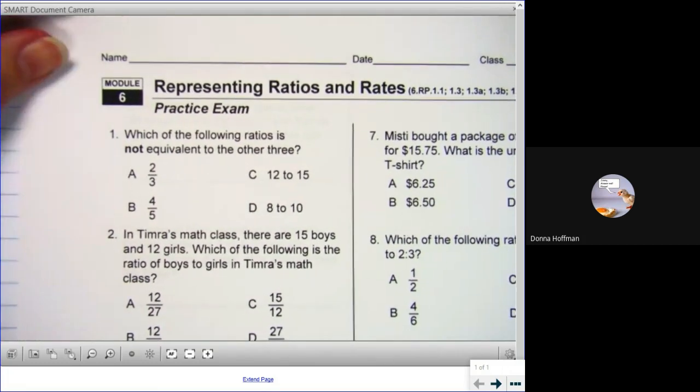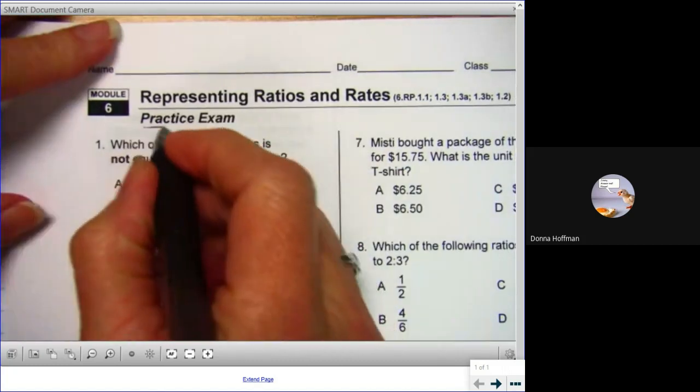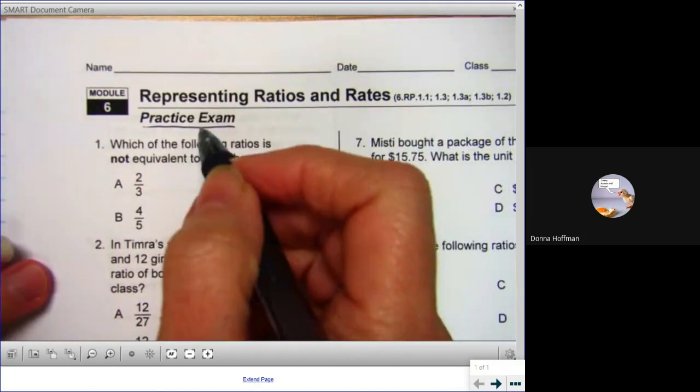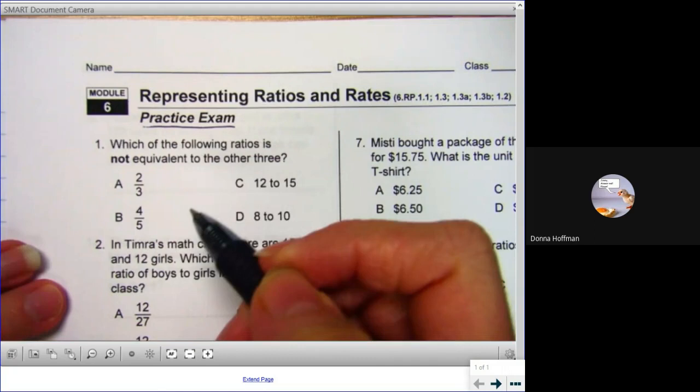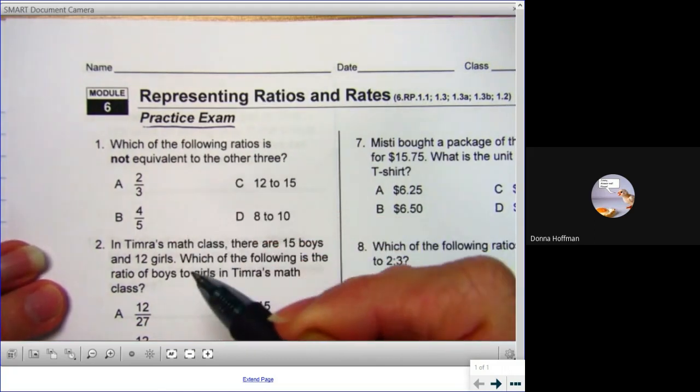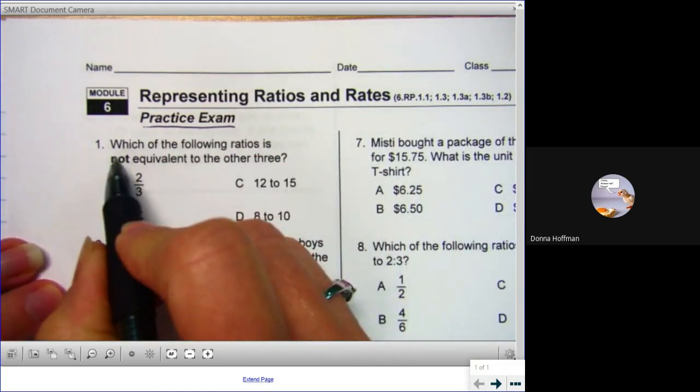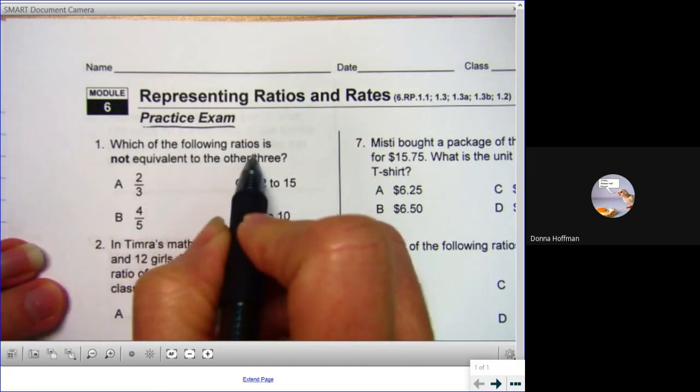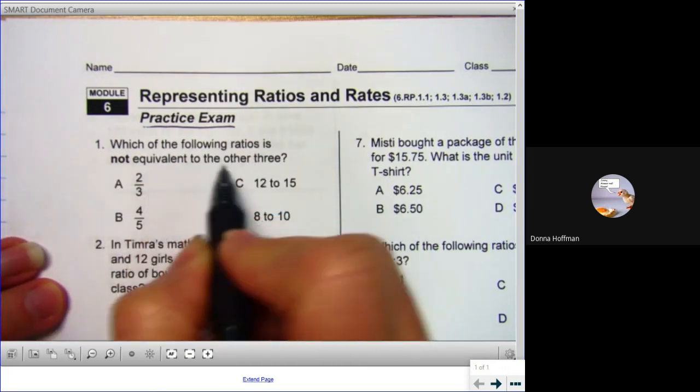So, as you can see right here, this is a practice exam that you're going to have on Monday. So, you better pay close attention, okay? Number one, which of the following ratios is not equivalent to the other?